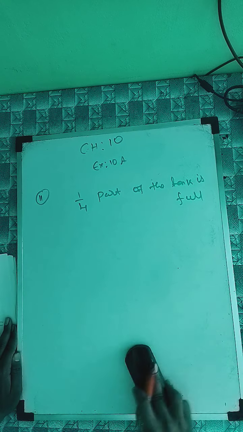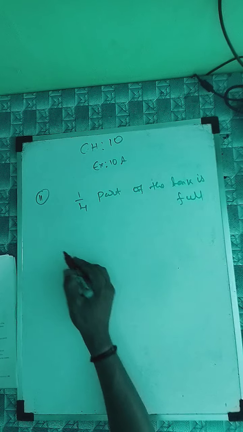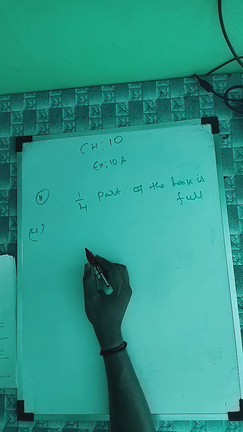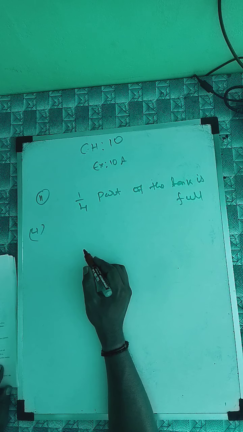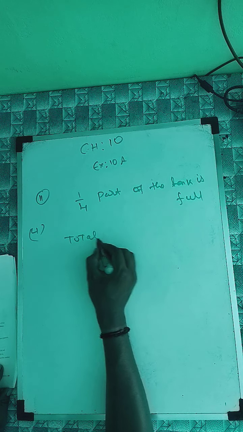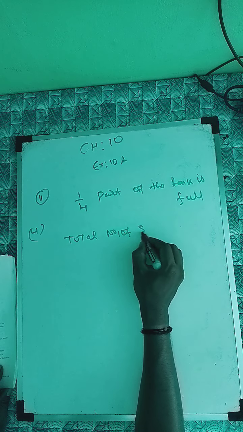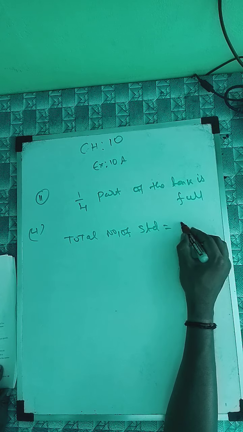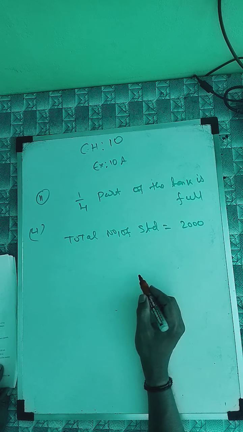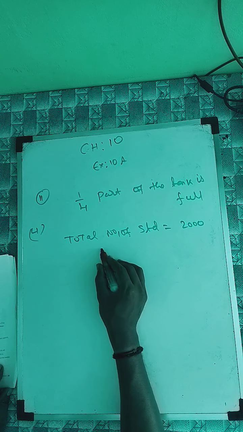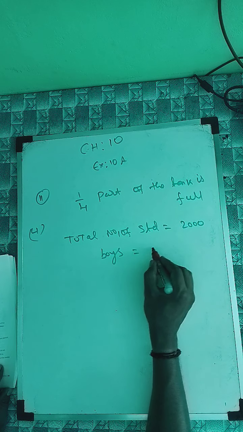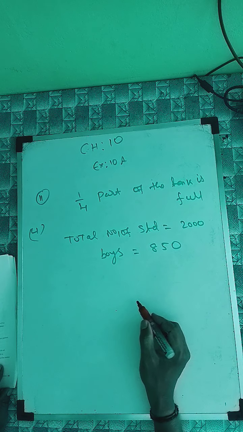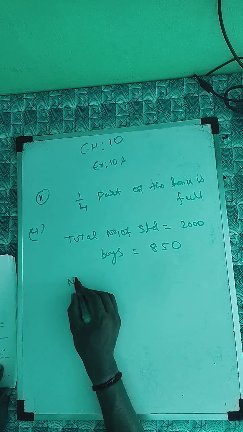Question number 4. There are 2000 students in a school. Out of them, 850 are boys and the rest are girls. Find the ratio of... So the total number of students is 2000. Okay, and out of them, how many boys are there? So the number of boys is 850.